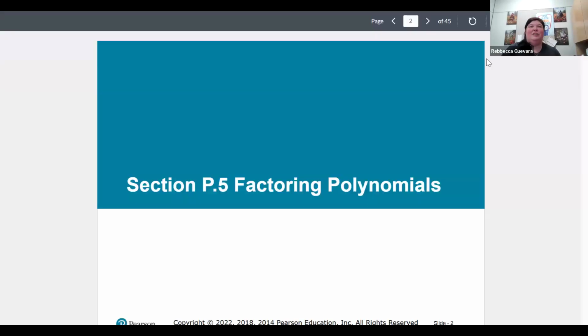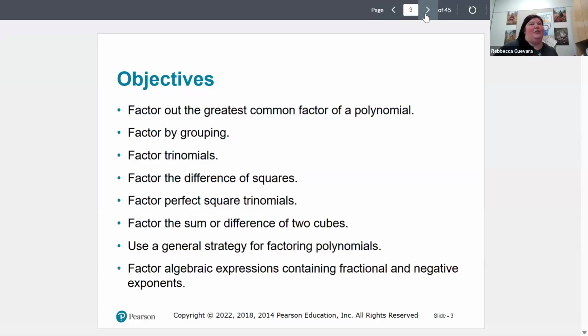All right, we are on section P.5, factoring polynomials. So now we know how to multiply and subtract polynomials. We're going to start looking at factoring, and factoring kind of leads us to what's going to be like division of polynomials later on.